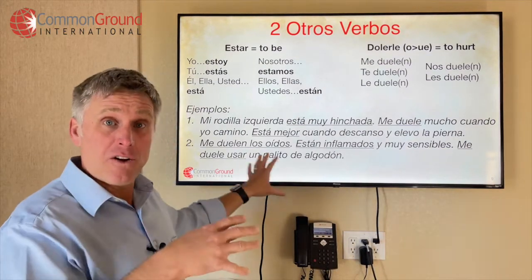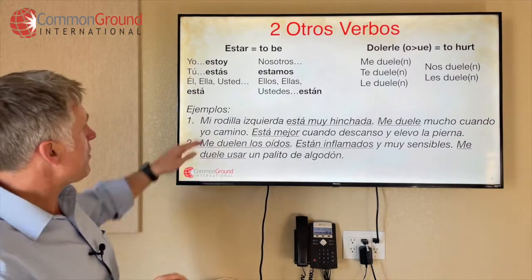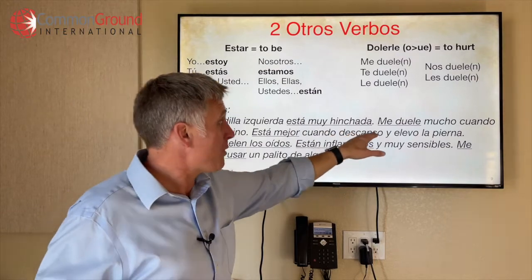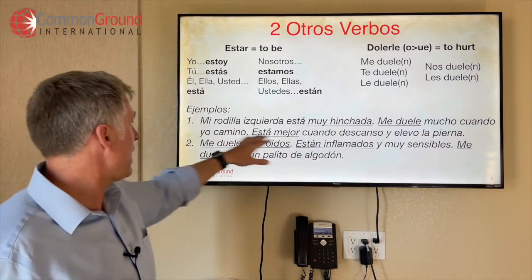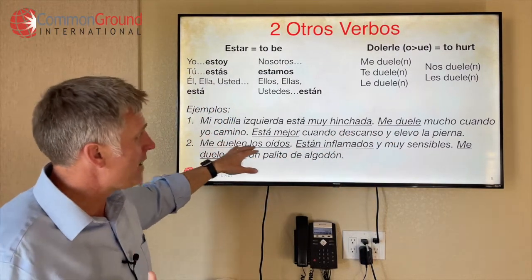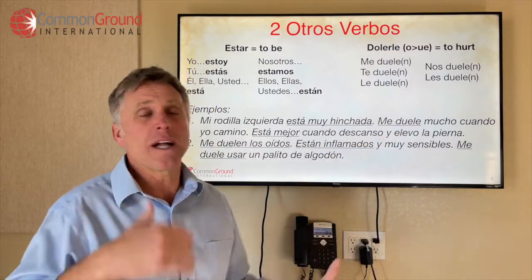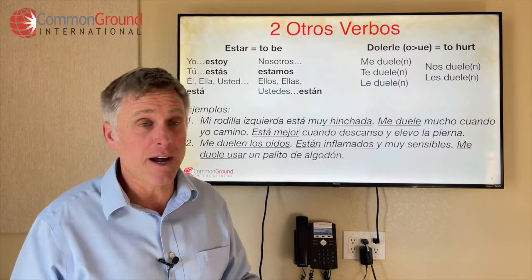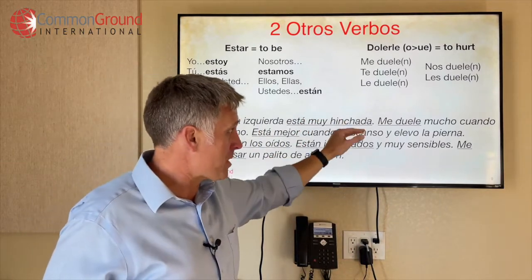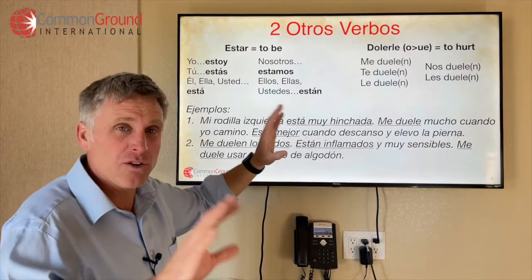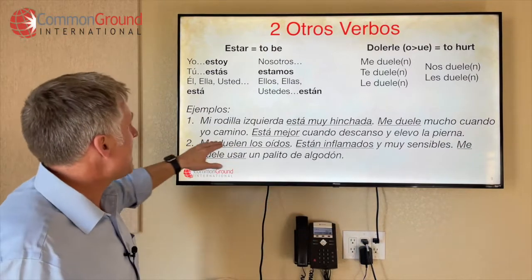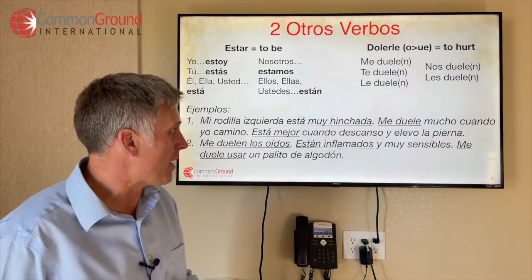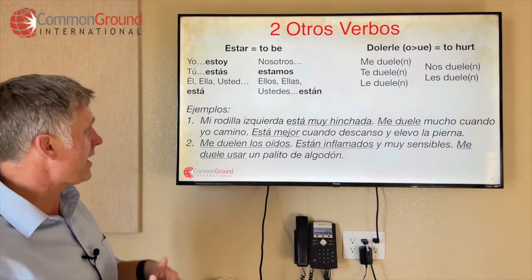Okay, let's look at some patterns we see here. Mi rodilla izquierda está muy hinchada. Is swollen, is very swollen. Me duele mucho. It hurts a lot cuando yo camino, when I walk. Me duele, singular. We're not talking about multiple body parts. We're actually talking about it hurts when I do something, right? So there's a verb coming and we just say me duele. That's your most common, me duele. Está mejor, it's better, cuando descanso y elevo la pierna. It's better when I rest and elevate the leg.